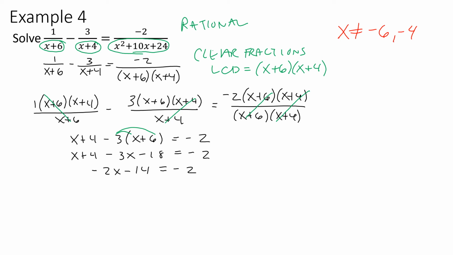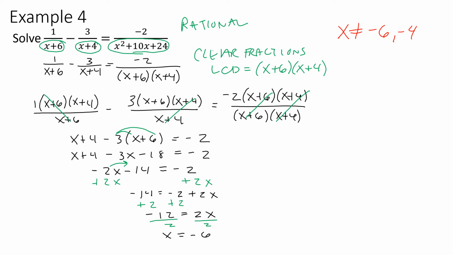Solving for x, I have more x's on the right, so I want to move the x's over to the right, so I'm going to add 2x to both sides. That leaves me with -14 equals -2 plus 2x. So now I'm going to add 2 to both sides. That gives me -12 equals 2x. Now I'm going to divide both sides by 2, and that gives me x equals -6.